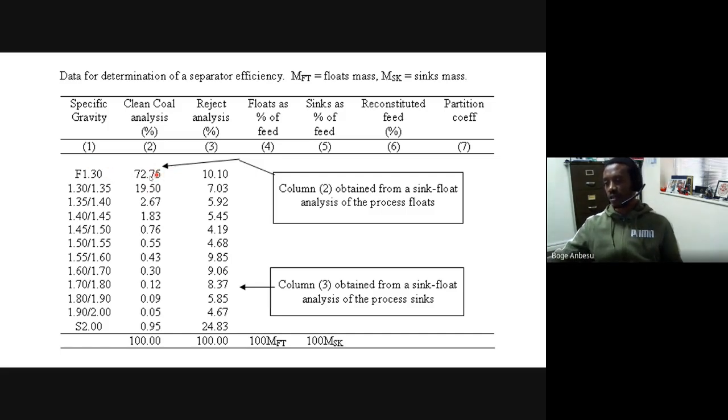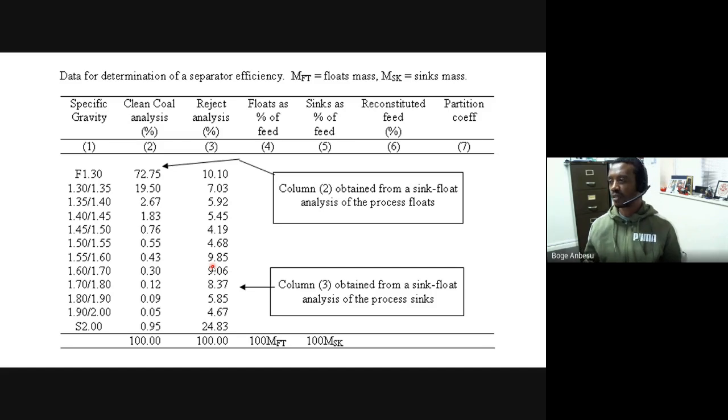So these numbers here show the fraction of particles that report as floats to this specific gravity range compared to the total that we have captured in the floats. And this number here simply tells you, you took a sample from here and analyzed it for ash, took a sample, analyzed for ash, took a sample, analyzed for ash. Based on that, you can work out how much material is collected in the float and how much material is rejected into the sink, and what is the amount of ash in each of those products as well.